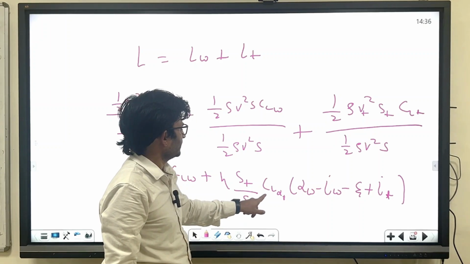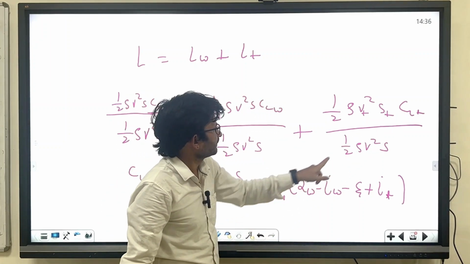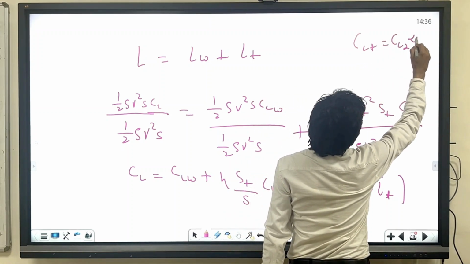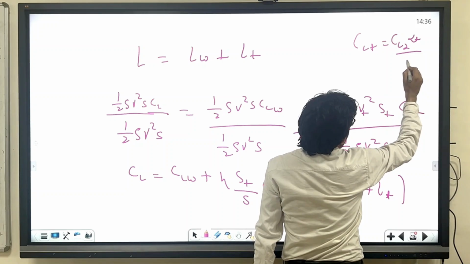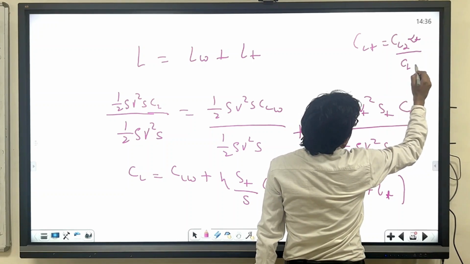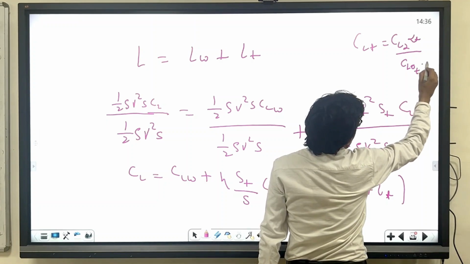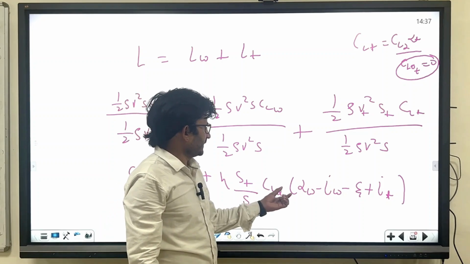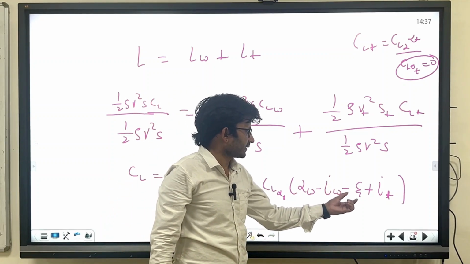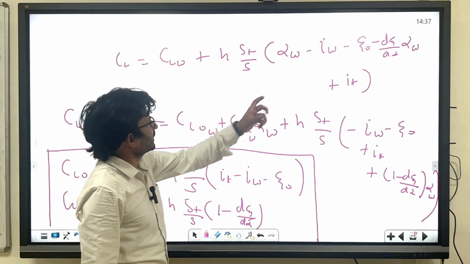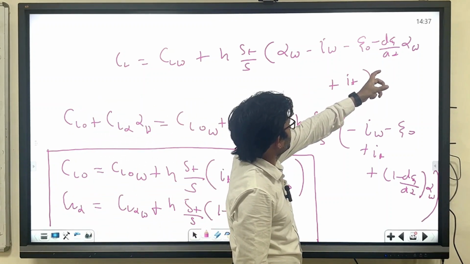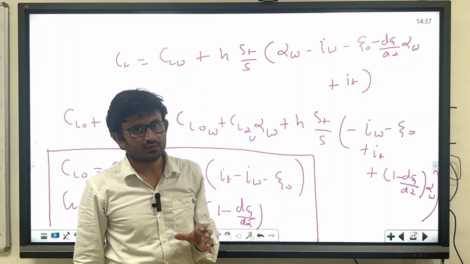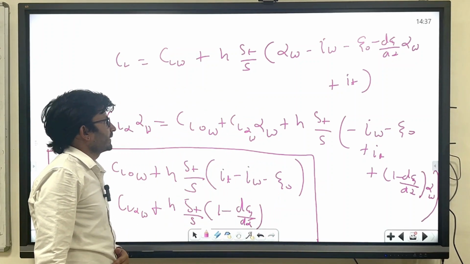CL of the tail you can write as CL alpha of the tail into alpha of the tail. Since we have chosen a symmetrical airfoil for the tail, CL naught of the tail will be 0. We know alpha tail is alpha W minus iW minus epsilon naught plus iT. You further break epsilon into epsilon naught plus dou epsilon by dou alpha into alpha by the Taylor series, considering only first order and neglecting higher order terms.